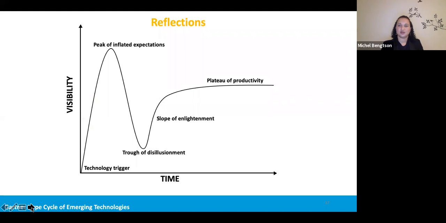And I'd like to share some of my reflections with you. At the beginning of this PhD, I was at the peak of inflated expectations. And about midway through the research, I was in the trough of disillusionment. And now at the end, I am at the slope of enlightenment.